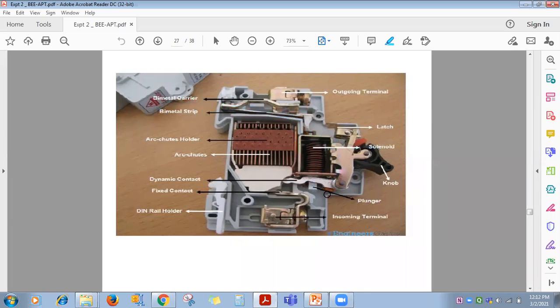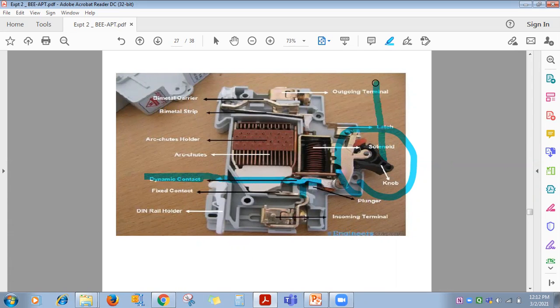So if it's an overload, because of this bimetallic strip, this knob reaches the off position. If it's a short circuit, this is the assembly which works, because of which this knob reaches the off position. Now if you see at this end, this is called the fixed contact, this one written here. Then there is some gap between the fixed and movable contact. If there is a gap, it means this knob is at the off position. This is called the moving contact, that is, the dynamic contact.